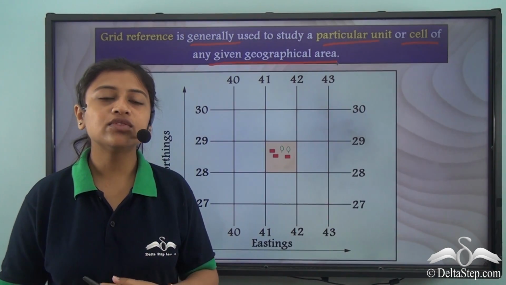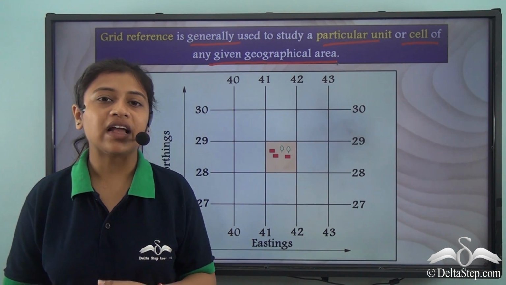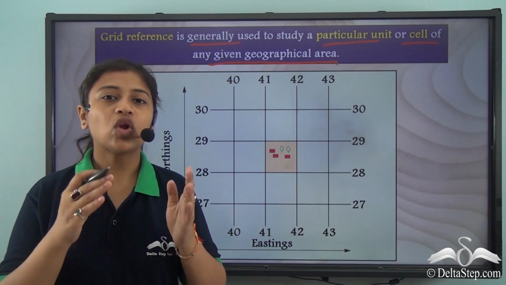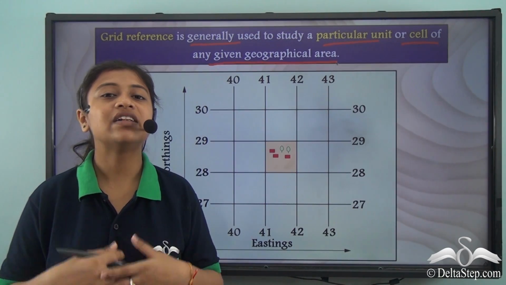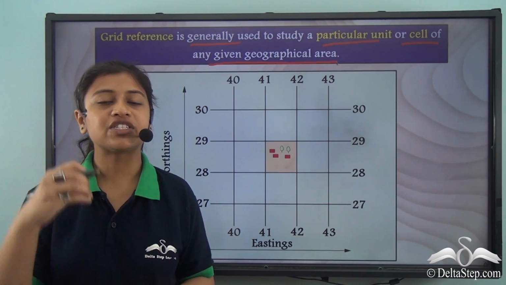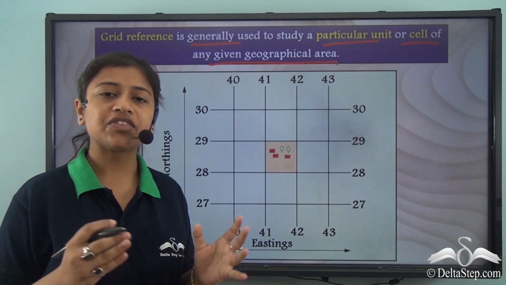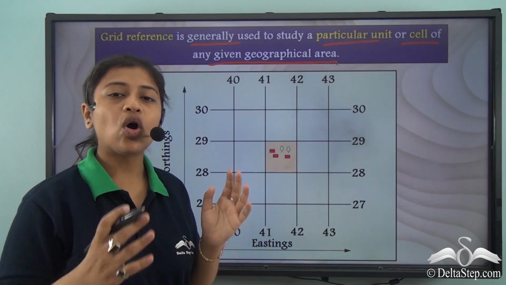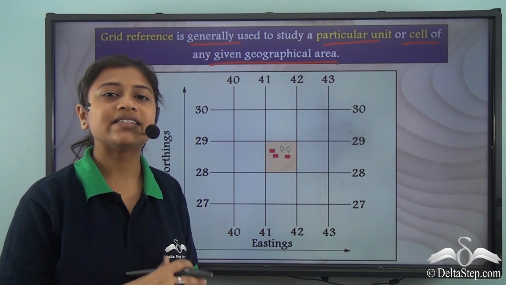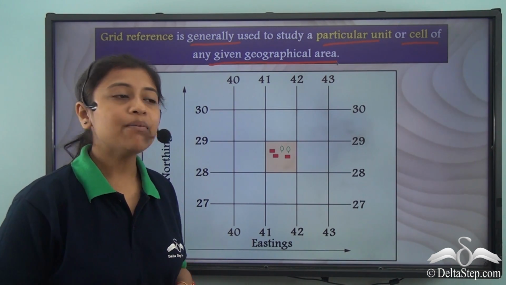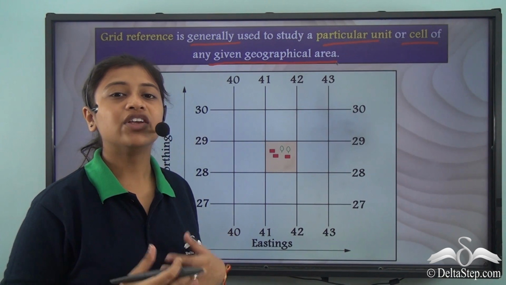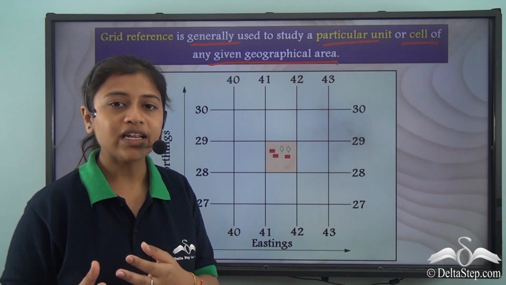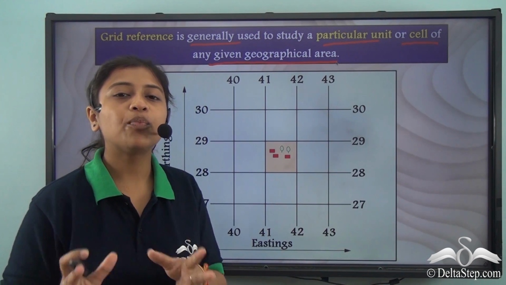So how do we do that? For that we will require the grid reference. So the northings and eastings will help us find the grid reference that will then help us locate that particular feature. So how do we find the grid reference of an area? So the northings and eastings that intersect to form grid lines, they make small squares, and these small squares are usually referred to as a unit or a cell in a topographical map.